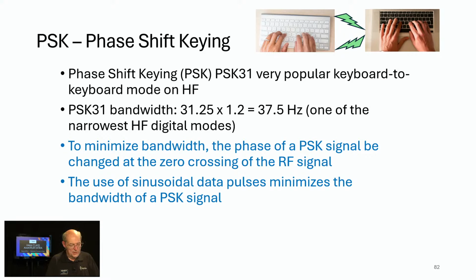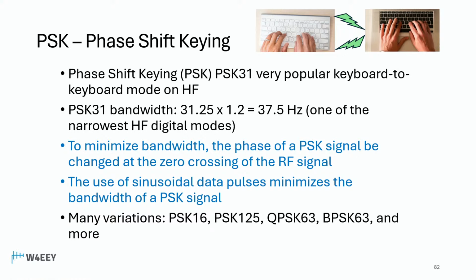And I'll diagram those for you. There's all kinds of variation. PSK 16, 125, quadrature phase shift keying, all kinds of them. And hams, when they have a sked set up, a prearranged conversation with somebody, they'll usually decide in advance what mode they want to use.